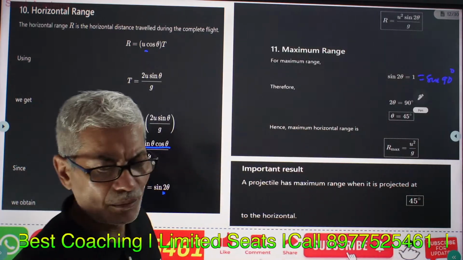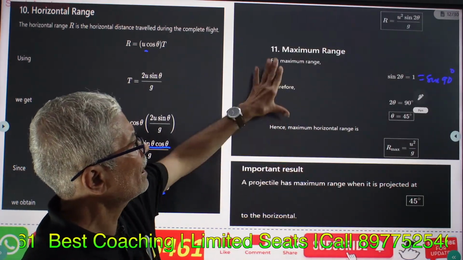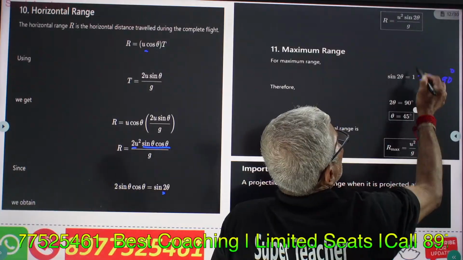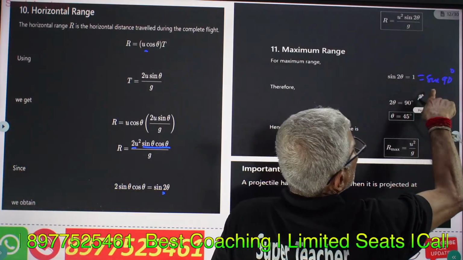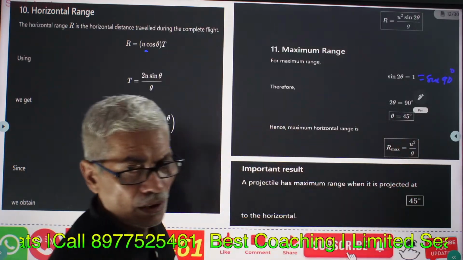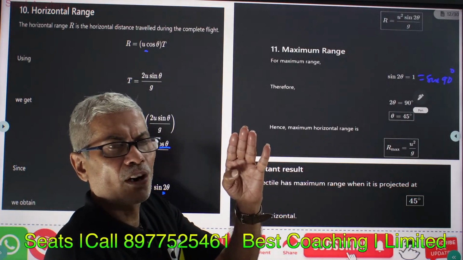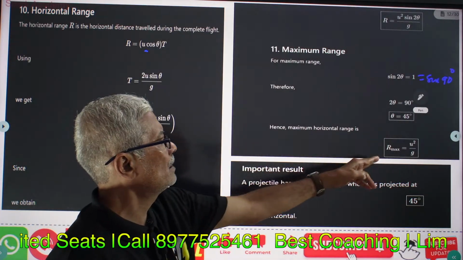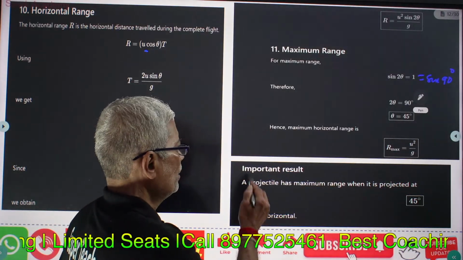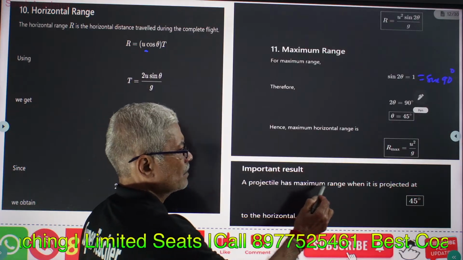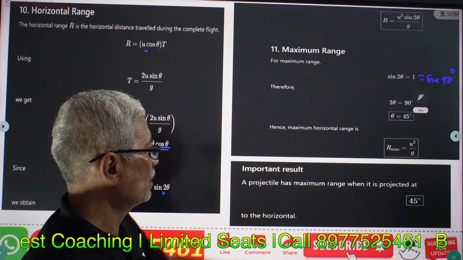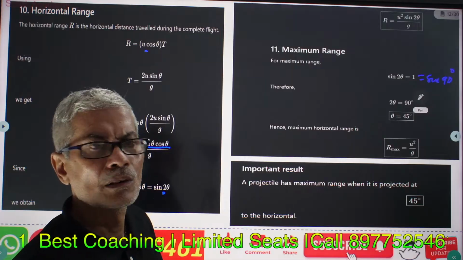Now in competitive exams they ask what is the maximum range? The range is maximum when sin 2 theta is equal to 1. 1 means sin 2 theta is equal to sin 90, so 2 theta is equal to 90, and theta is equal to 45 degree. So if you send the projectile at an angle of 45 degree, the maximum range is given by u square by g. Okay. So an important result is that a projectile has maximum range when it is projected at 45 degree. This is the maximum range on the horizontal.